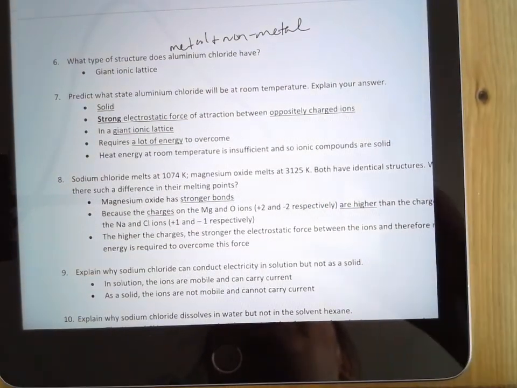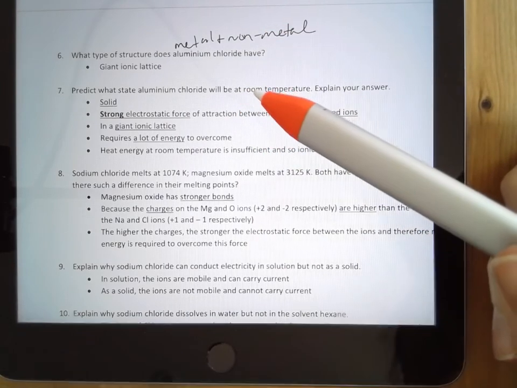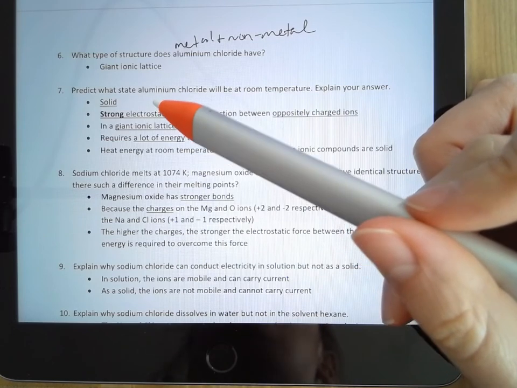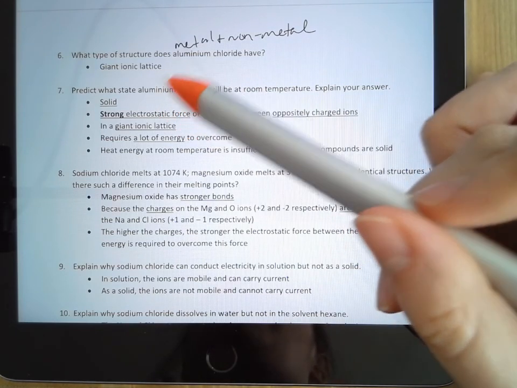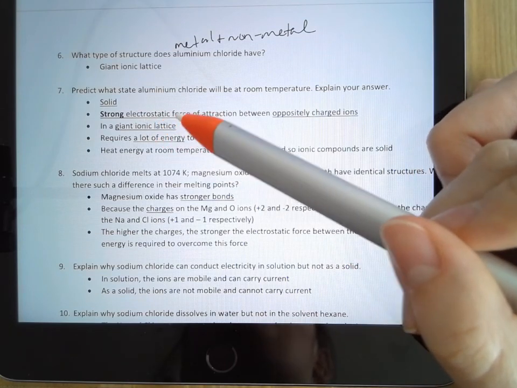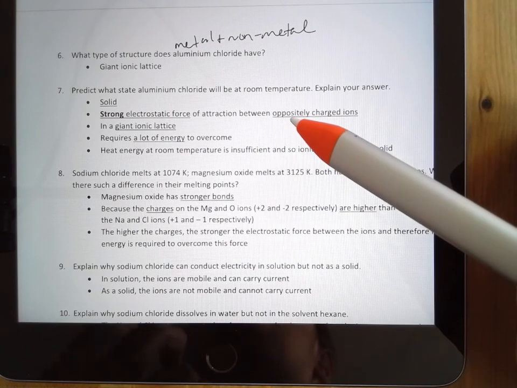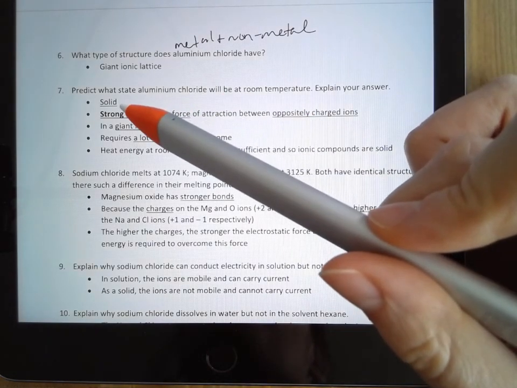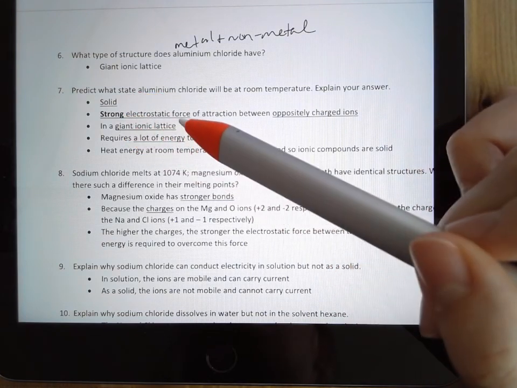What state will aluminium chloride be at room temperature? We know aluminium chloride is ionic. If it's ionic, then it is going to be solid at room temperature. The reason is that aluminium chloride is made up of oppositely charged ions. There is a very strong electrostatic force between these oppositely charged ions. If you've got a really strong attraction, the particles will be held tightly together, and if they're held tightly together, you're going to have a solid. Also mention the other key phrase: it's in a giant ionic lattice.